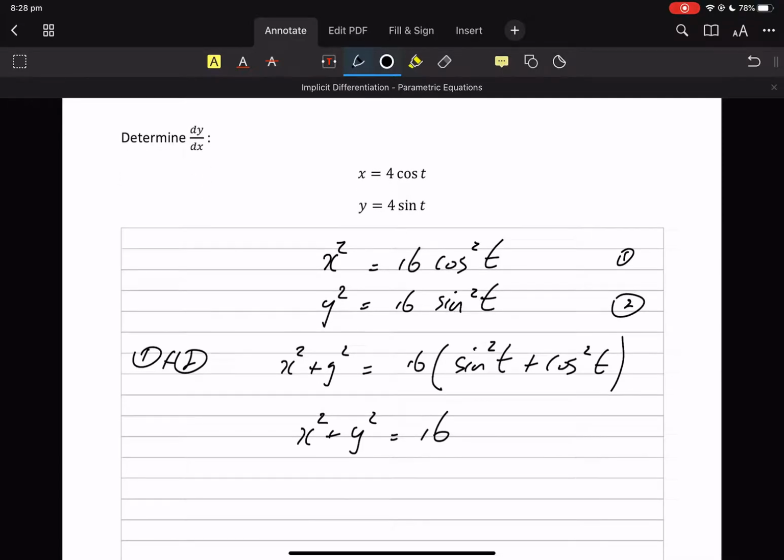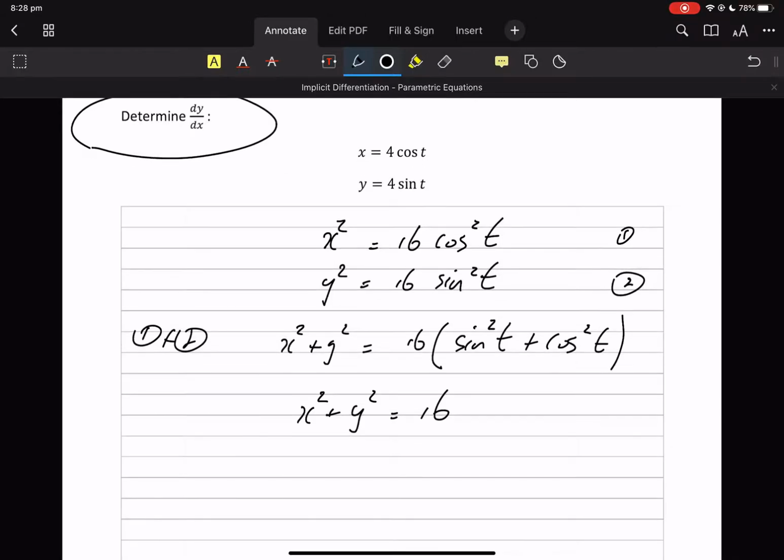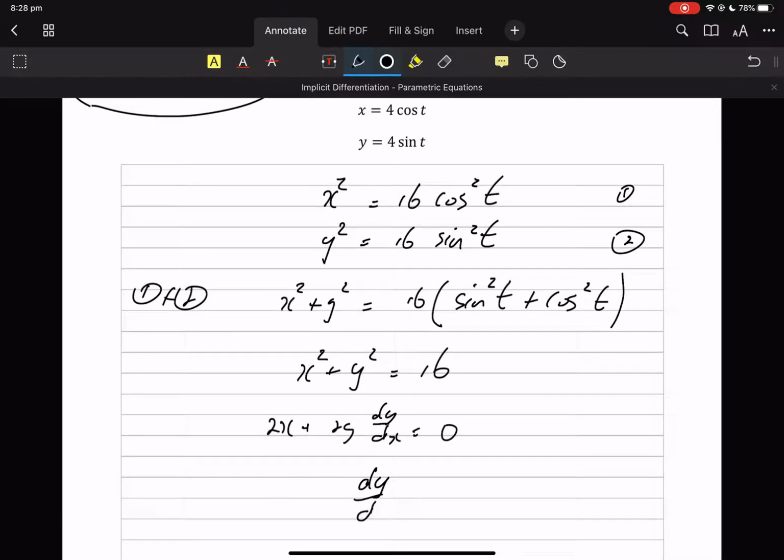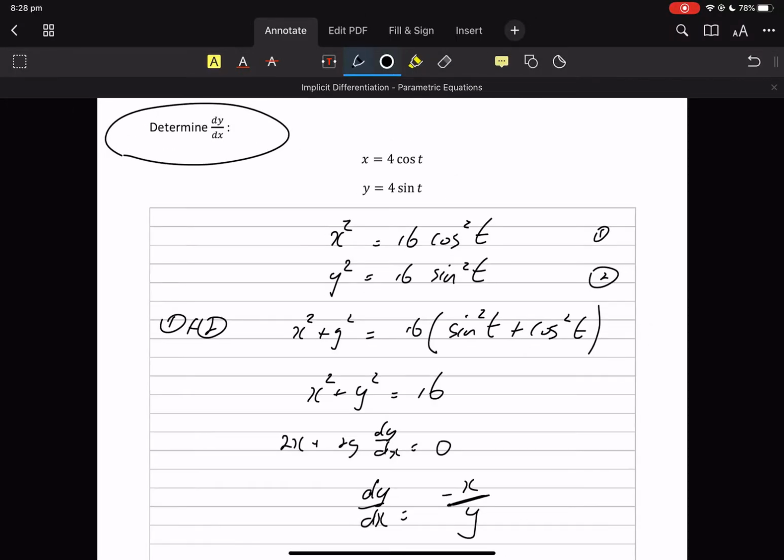And now we've just got to determine dy/dx. So here I'm not going to have any of that stuffing around with the t's. I'm just going to differentiate 2x plus 2y dy/dx equals 0. We've done that a few times now, haven't we? Okay, so there's our trig.